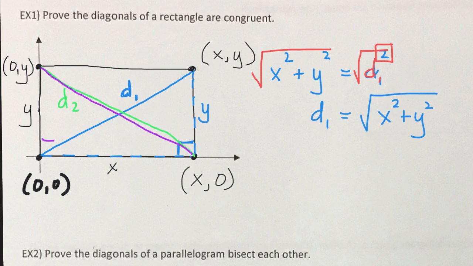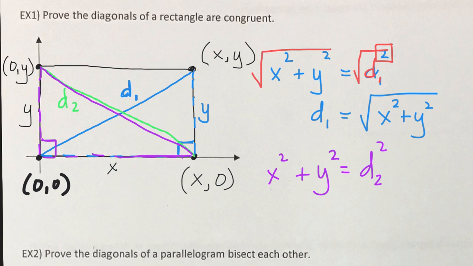And once again, we have another right triangle. So whose theorem are we going to use to find the length of this hypotenuse? Once again, Pythagoras'. So let's see what we have. The base length is x, so we square that length, plus your other length is y squared, and that equals d sub 2 to the second power.